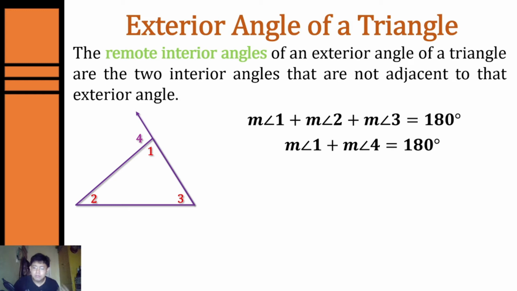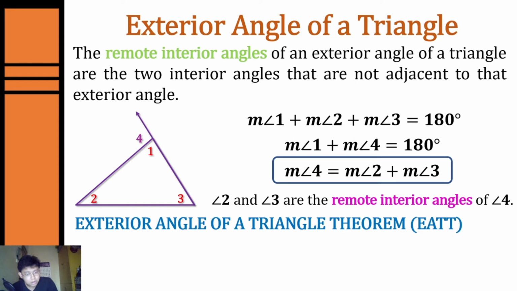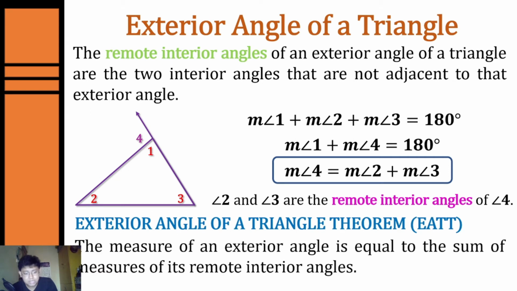Now, applying the substitution property and simplifying it, we can conclude that the measurement of angle 4, the exterior angle, is equal to the sum of the measurements of the remote interior angles. So, the exterior angle of a triangle theorem states that the measurement of an exterior angle is equal to the sum of the measurements of its remote interior angles. Let's have some examples in solving parts of our triangle using the theorems and postulates that we know about triangles.